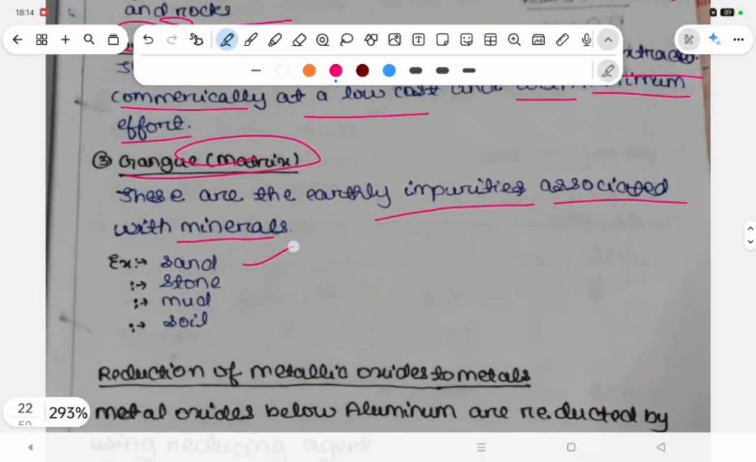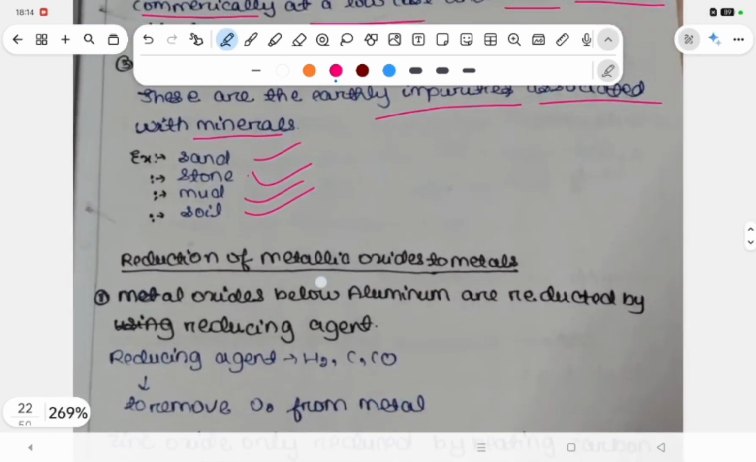Example: sand, stone, mud, soil. Reduction of metallic oxides to metals.